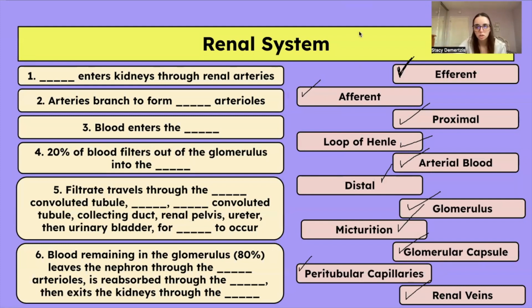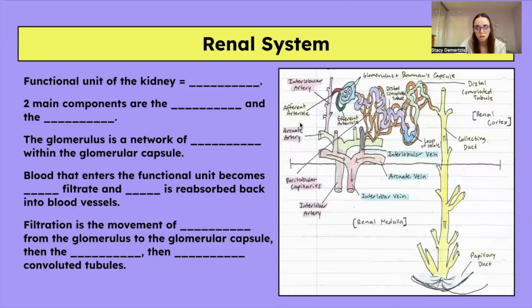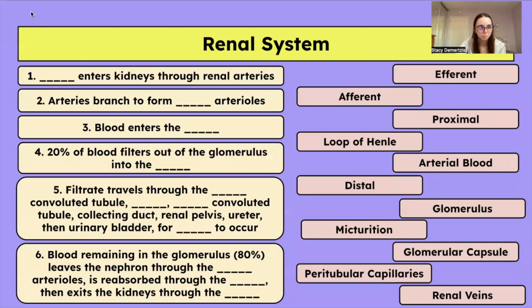So good job answering those. And I'll show you the picture of what this looks like. It's colored in orange here. You see these orange little vessels, these are the peritubular capillaries. So that's what we have. And that is what I have for you all.